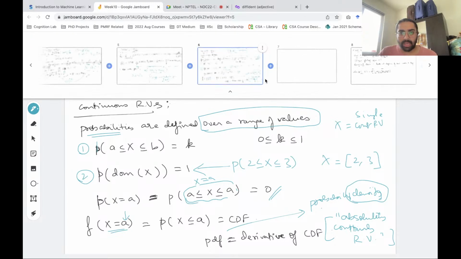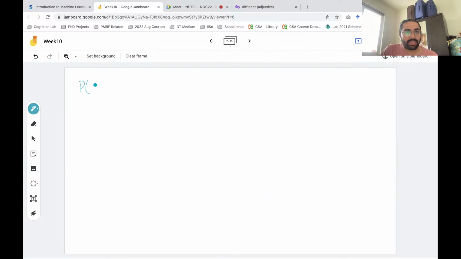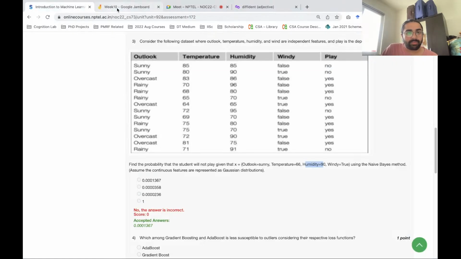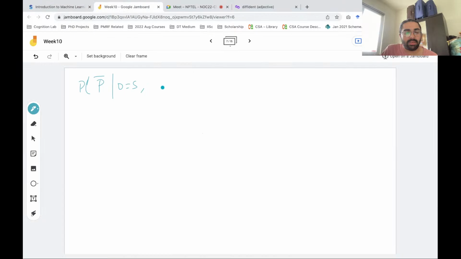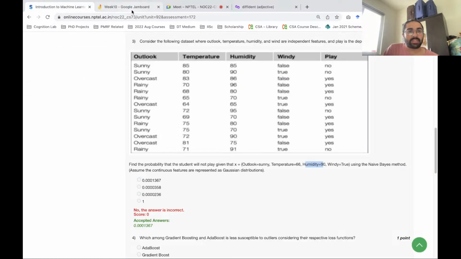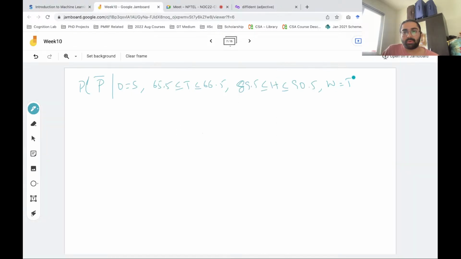As I said, the question should have been something like this: what is the probability of not play, or P bar, given your outlook is sunny, temperature is between 65.5 and 66.5, let's say, if you want something around 66, and humidity between 89.5 and 90.5, and the last one is again a discrete variable, when the windy variable is true or whatever.